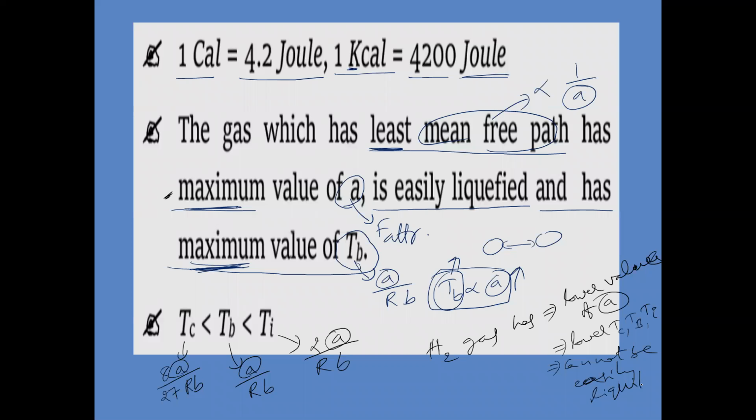Hydrogen cannot be easily liquefied. Why? Because of the lesser value of A. When the value of A is lesser, the attractive forces will be minimum, and when minimum attractive forces are there, the gas cannot be liquefied.